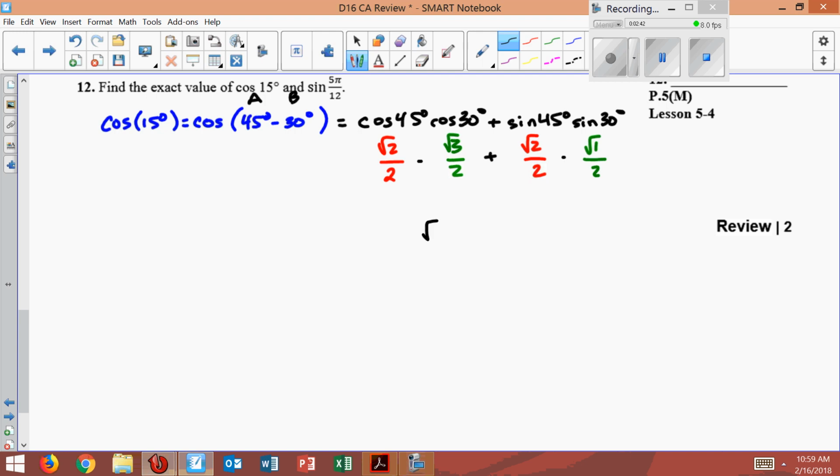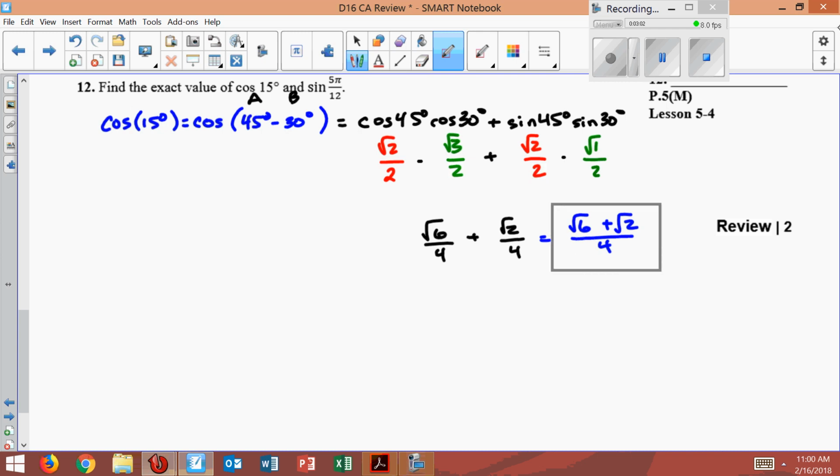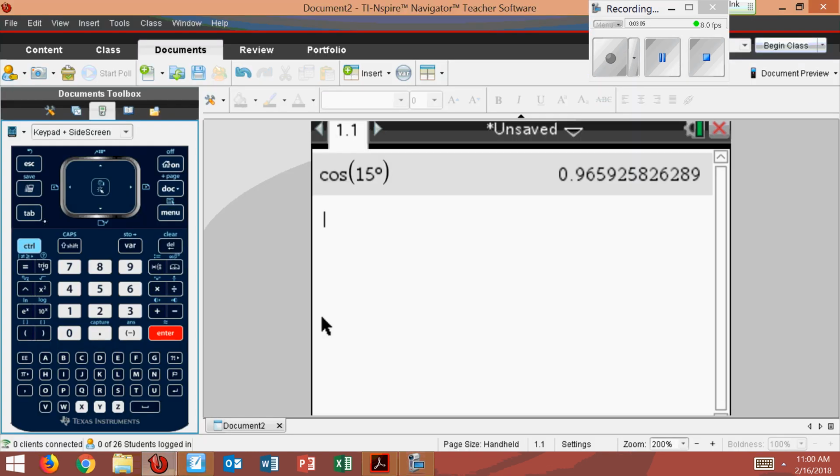When I go to simplify, these are multiplications, this is addition. Square root of 2 times square root of 3 is square root of 6 over 4, plus square root 2 over 4. And since I have a common denominator, I can rewrite that as square root 6 plus square root 2, all over 4. That's my first answer. Now I'll go check this in the calculator. We have square root 6 plus the square root of 2, all over 4. And yep, these are exactly the same, so we did it correctly.